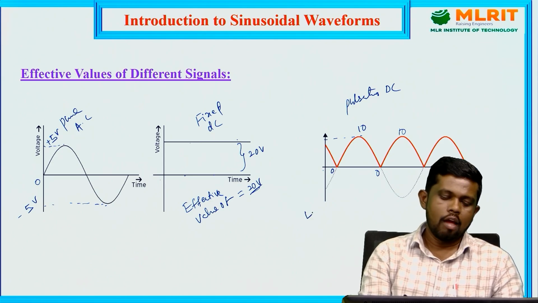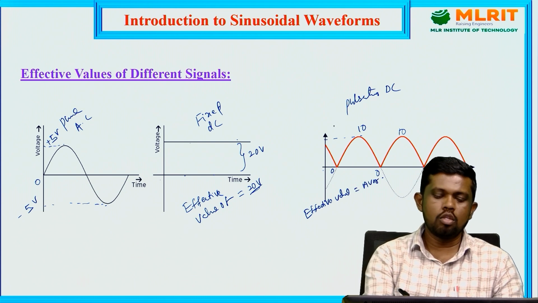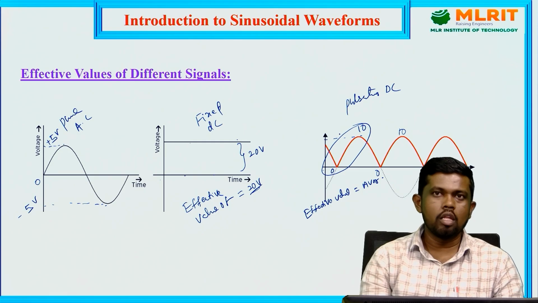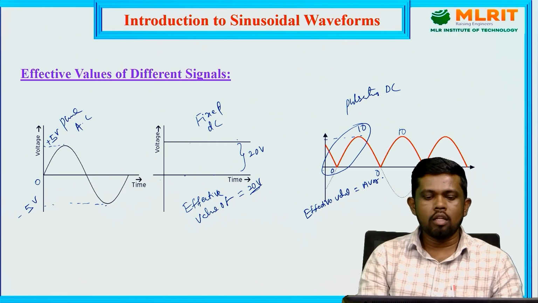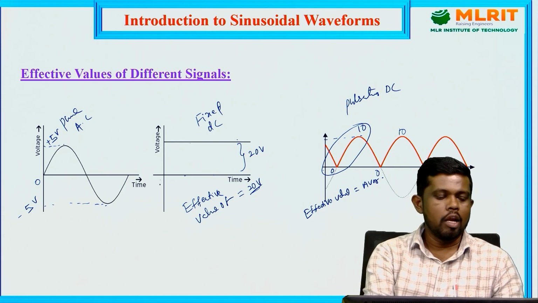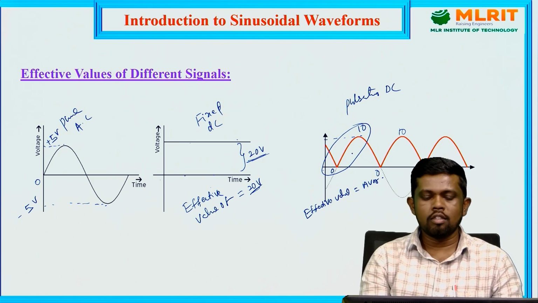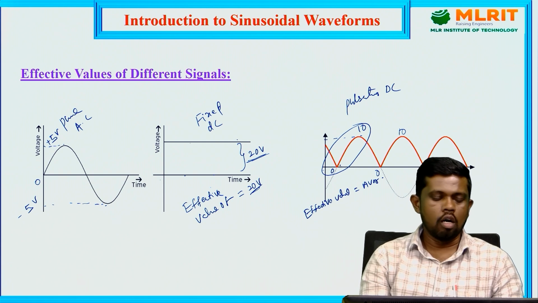The effective value of this signal should be the average of these two values. If we consider the average of these two spans, then we will get exactly the effective value of this one. What I want to say is that the fixed DC is a time invariant signal. The signal magnitude will not vary with respect to time, so the effective value of a time invariant signal is fixed. Whatever magnitude is maintained by that signal is its effective value.